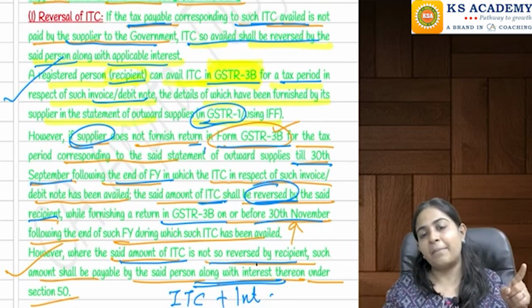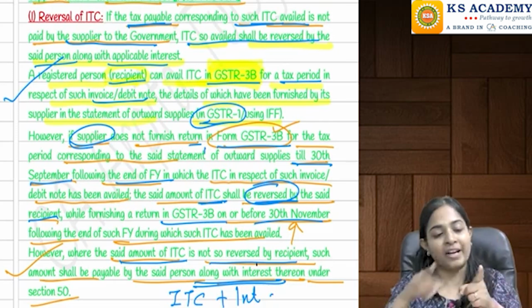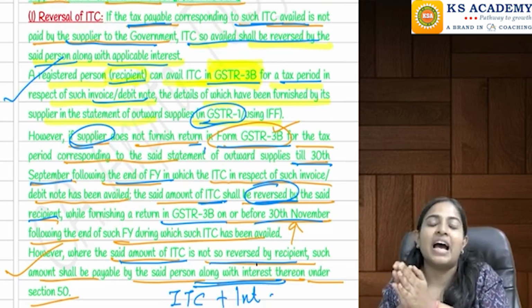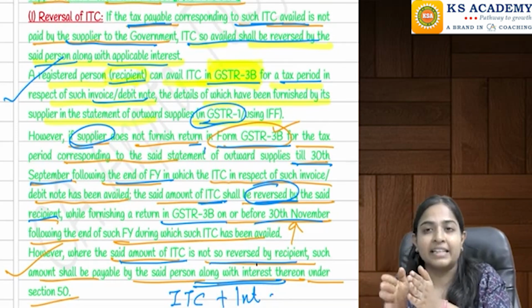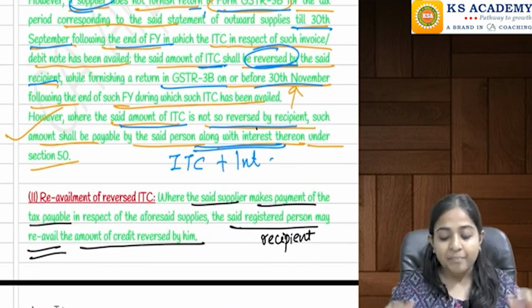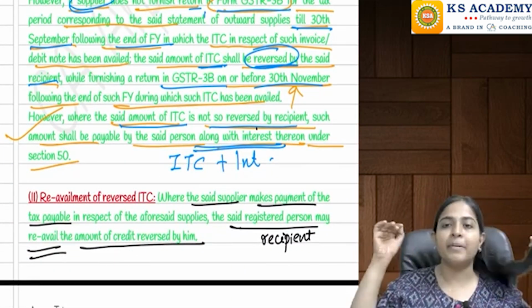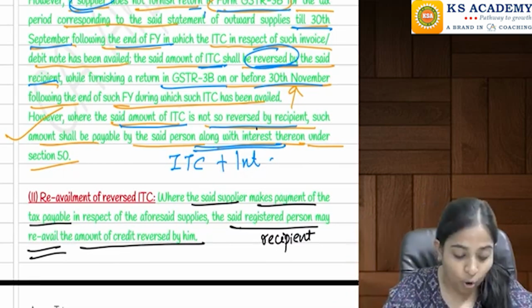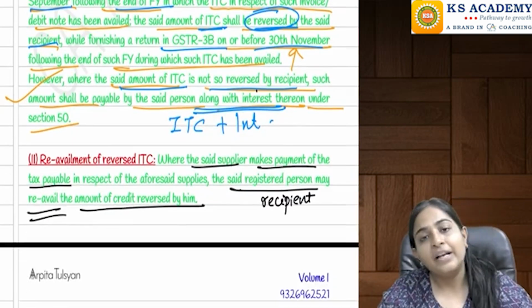Till 30th September, he will have to file. If he does not file, then whichever return I file after 30th September till 30th November, in that GSTR 3B, I will have to reverse back that ITC. And if I don't reverse it till 30th November, then later I will have to pay it to the government along with interest under section 50.